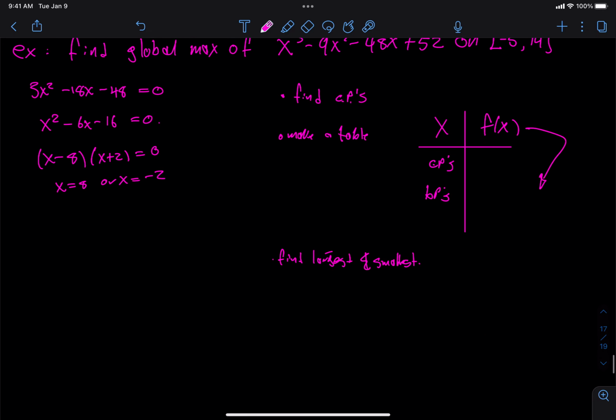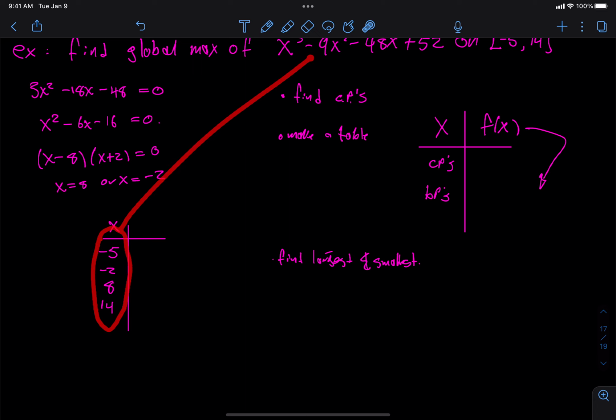So I have the table written here, and I need to do first the critical points and the boundary points. The x values, if you put them in order, are negative 5 as the left boundary point, then negative 2, then 8, and then 14. And what should I do with these numbers? Yeah, we're going to plug them into the original function.